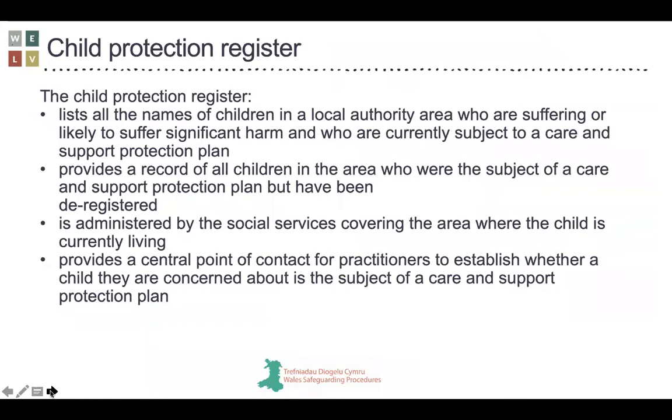The Child Protection Register itself lists all the names of children in a local authority who have been identified as suffering or likely to suffer significant harm and who are currently subject to a care and support protection plan. It provides a record of all children in the area who were the subject of the plan, but have also been deregistered. The register is administered by the Social Services Department covering the area where the child is currently living. And it also provides a central point of contact for practitioners to establish whether a child they are concerned about is the subject of a care and support protection plan.